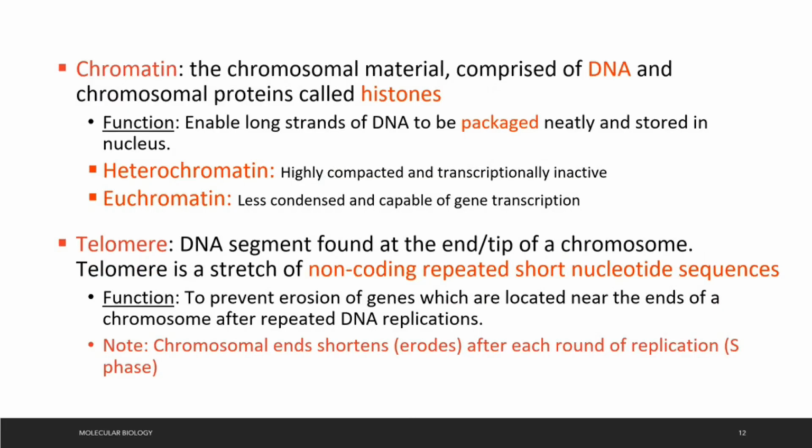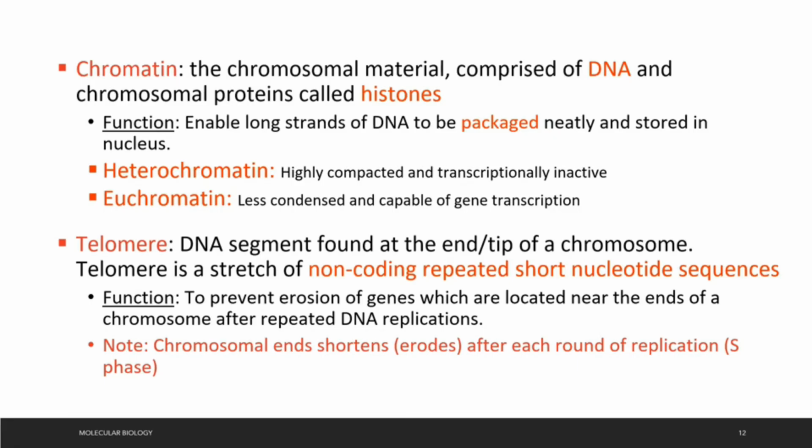Now, as you can see from the picture just now, there are lighter and darker colored stripes on the chromosomes, right? Those are called chromatin. The chromosomal material that we have just now in the picture is comprised of DNA and chromosomal proteins called histones, and they will be packaged in different densities.